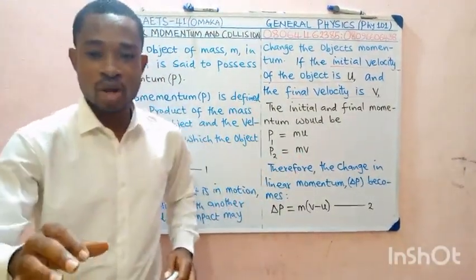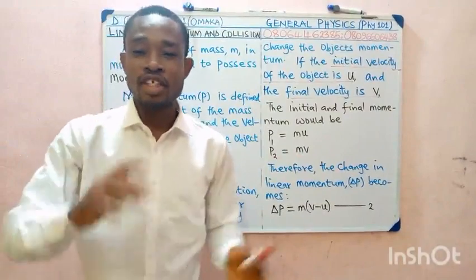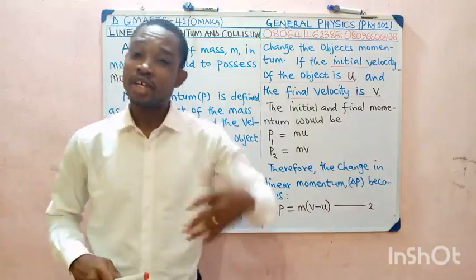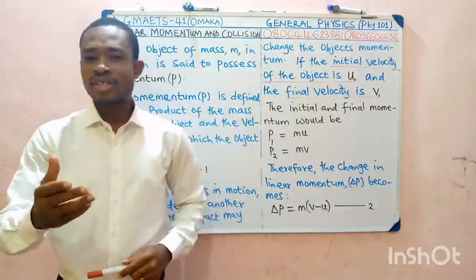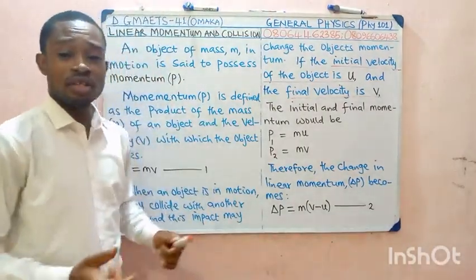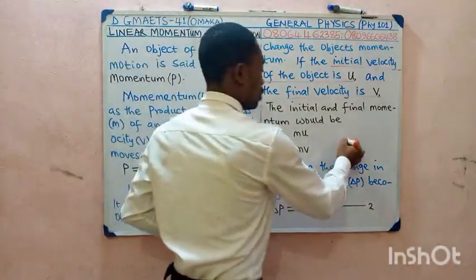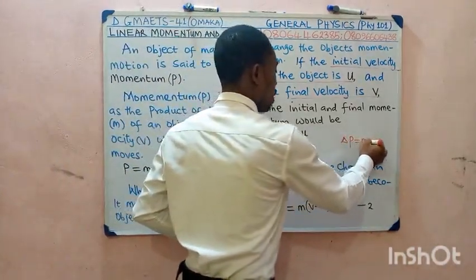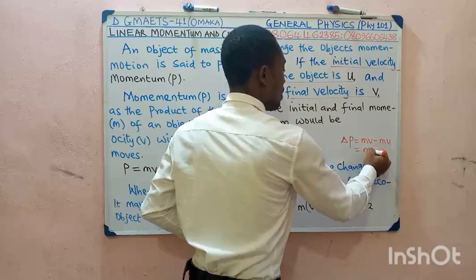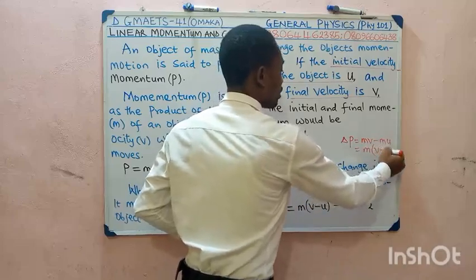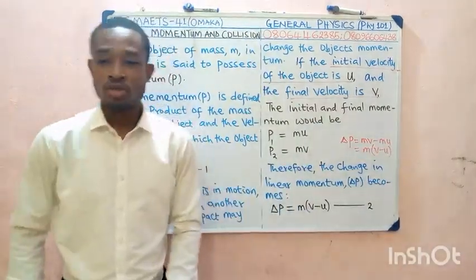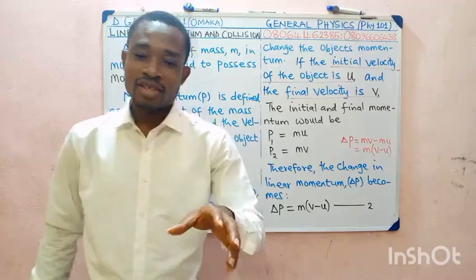Now, this brings to our mind the need to find the change in the momentum of this object. Since we have initial and final, of course we expect that the change in momentum is going to be final momentum minus what? Initial momentum. Change in momentum will be equal to mv minus mu. And that means the mass, being common, can be factorized, and then you have the change in momentum as this. That's how we got this equation 2. So you take note of this.